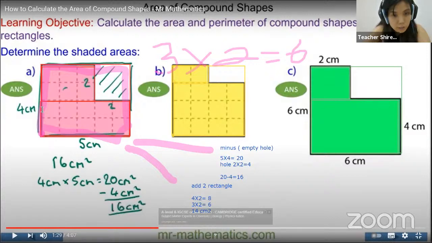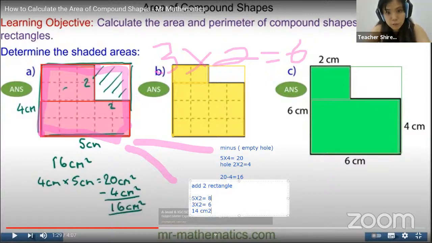Here it's 4. Sorry, here. This is 3 by 2. This is 5 by 2. Sorry, I made an error here. It's 5 by 2. So 5 by 2, it's 10. 10 plus 6, so it's 16.